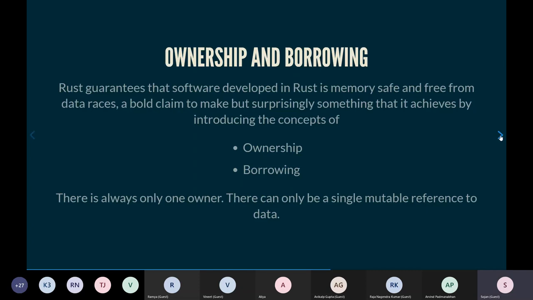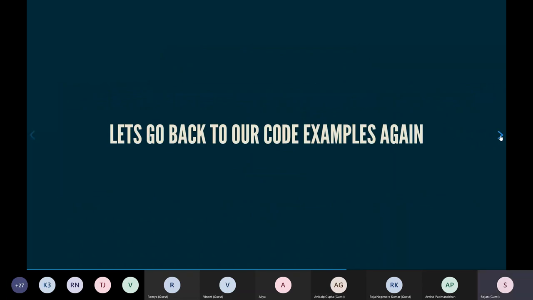I will not go deep into ownership and borrowing because that will take a bit longer, but the key is this: there is always only one owner of a piece of data, and there can only be a single mutable reference to that data. And you cannot force the compiler to do otherwise. The best way to demonstrate this is to go back to our problems, the data arrays, the memory corruption, and the integer overflow, and see how these look in Rust.